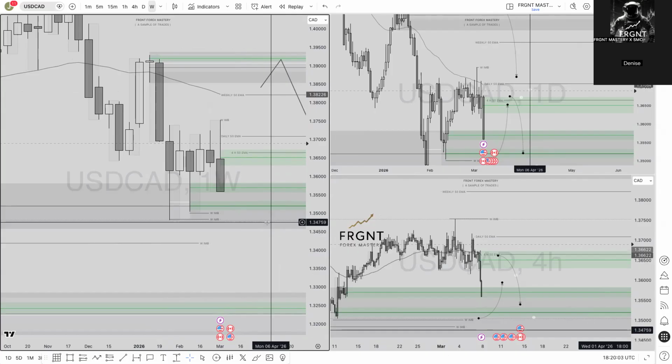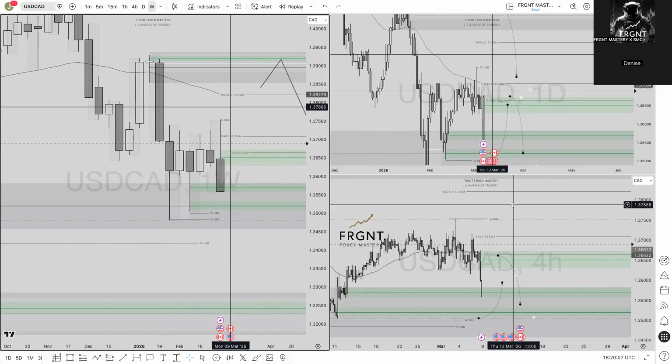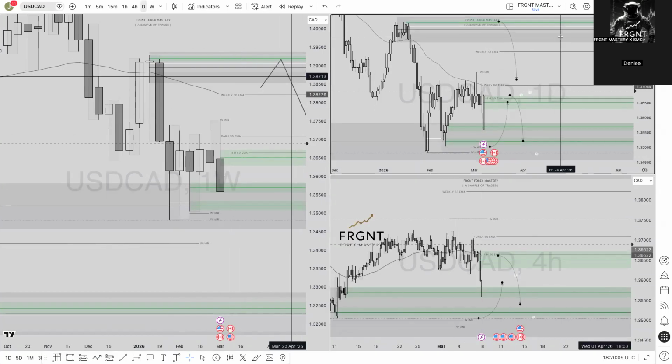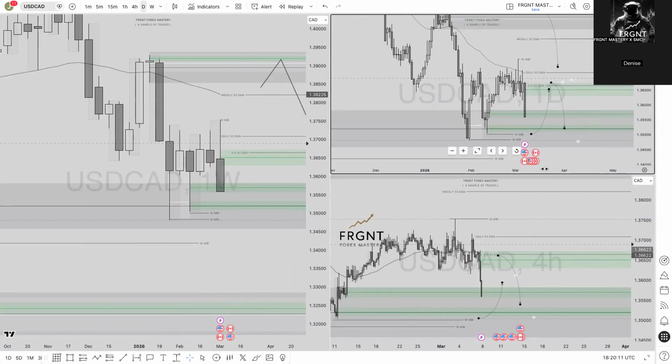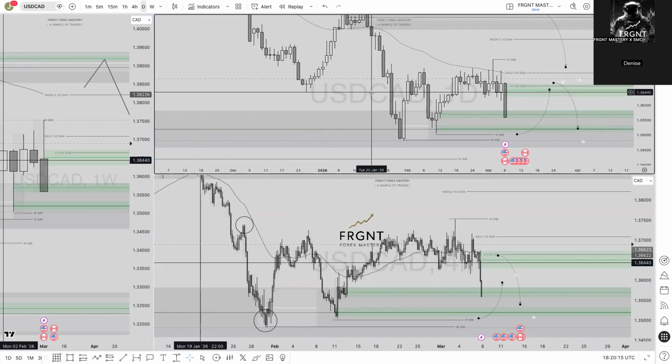There is no doubt about it. And when that wick is filled, we're then expecting rejection towards the opposite direction. So daily time frame, where are we? It's a little bit messy, to be honest. Let's see if we can move this over a little bit.